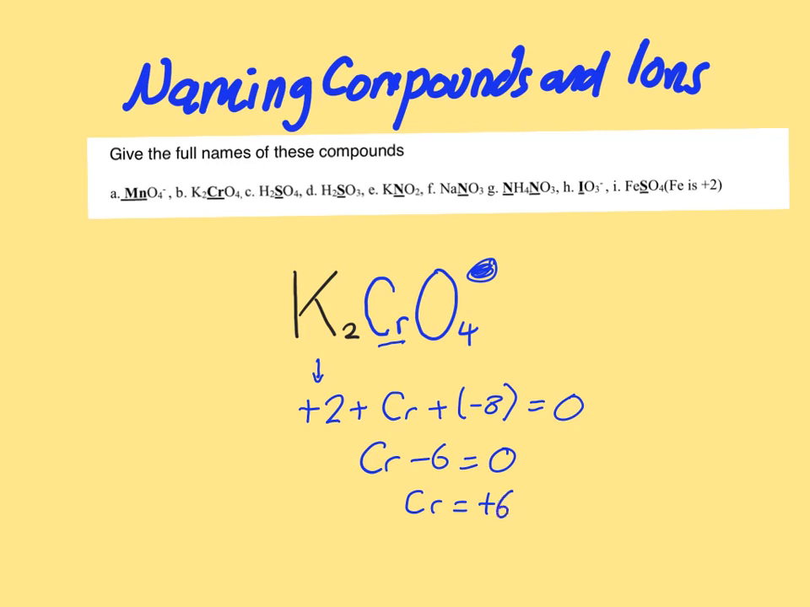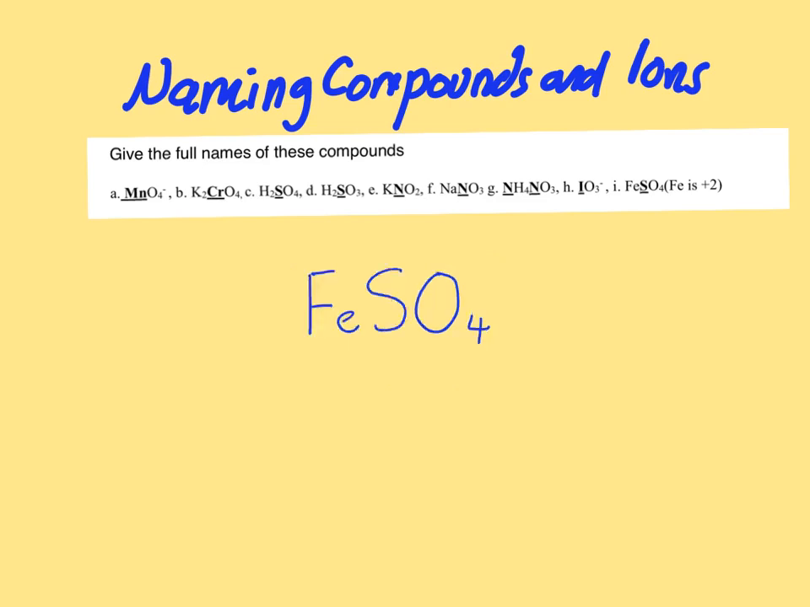So the name of this compound is potassium chromate, because it's got oxygen attached. And remember the suffix -ate for oxygen. The oxidation state of chromium is 6, so that's VI in Roman numerals. Potassium chromate(VI). So let's now look at iron(II) sulfate.